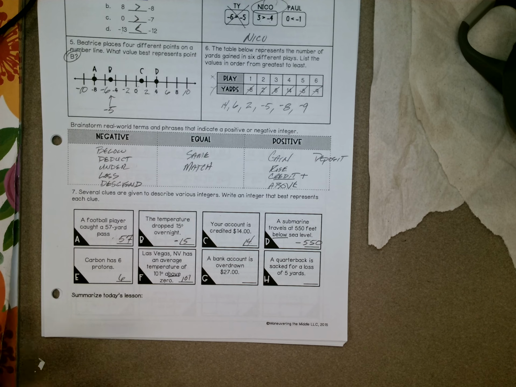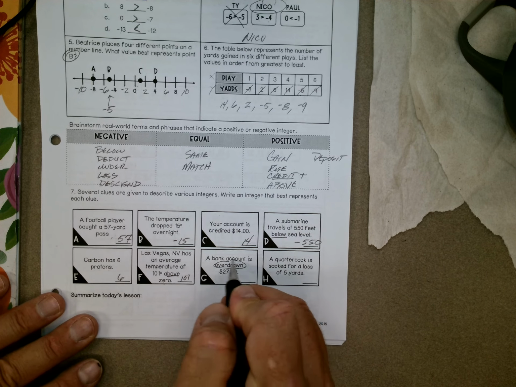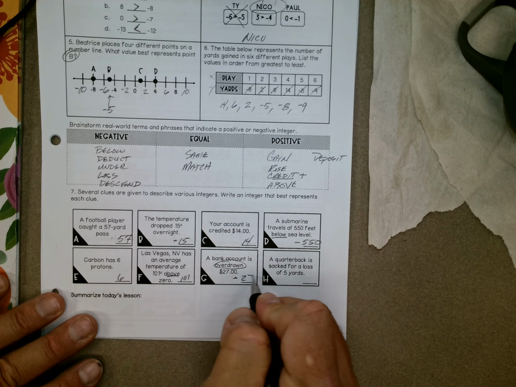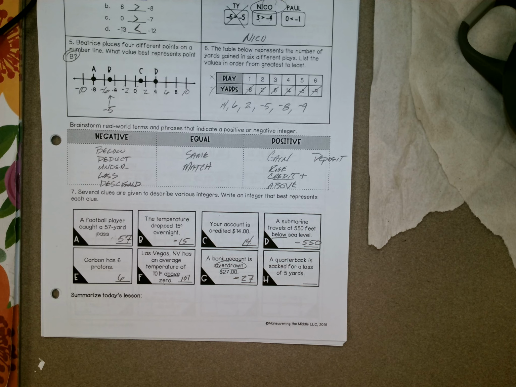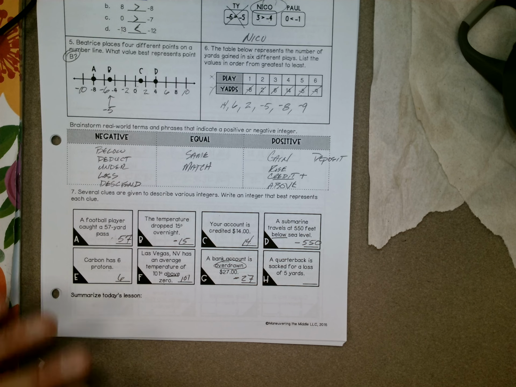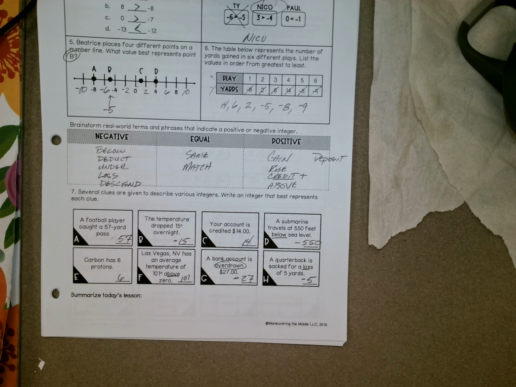A bank account is overdrawn. Overdrawn. This is not good. Overdrawn means that, and that's a negative, that means that you've spent more money than is in your bank account. And that's a no-no. You will get fined for that, penalized. A quarterback is sacked for a loss of 5 yards. A loss is negative, right? So that takes us through today's deal, okay?